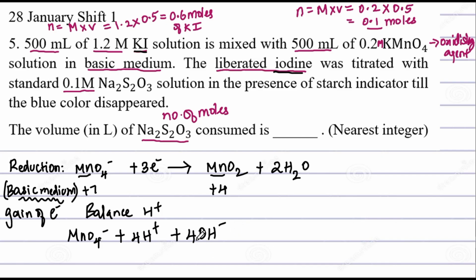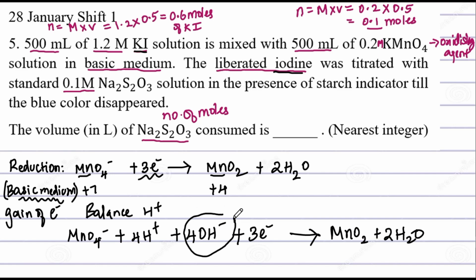So 4H plus 4OH minus plus the number of electrons, which is already written, 3 electrons, gives MnO2 plus 2H2O. But here we have written 4OH minus, no? That should be on both the sides. On both sides you have to introduce the OH minus. H plus we have written only in the reactant side. Why? Because already 4 hydrogen atoms are there in the product side. OH minus you are going to introduce on both sides.